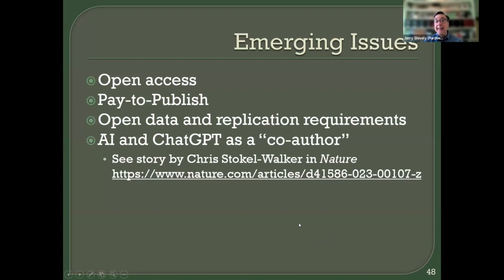And then finally, an issue that probably wasn't on any of our radar screens a year ago is the use of AI and ChatGPT as a co-author. There was recently an interesting story in the journal Nature about some journals that are receiving articles that have listed ChatGPT as a co-author. I think that that's generally being frowned upon, and I think that for the time being, relying on ChatGPT as a co-author is probably not a good strategy.